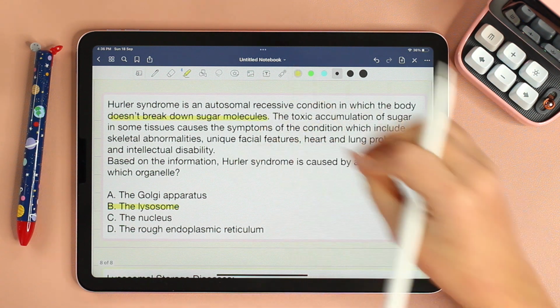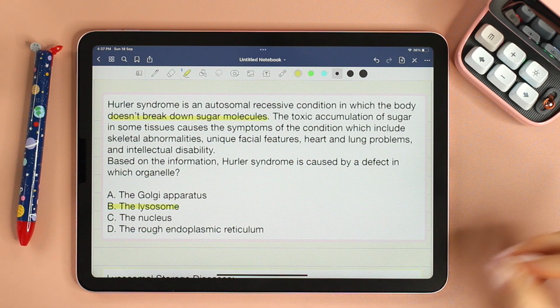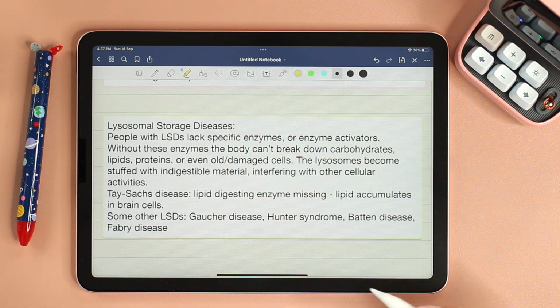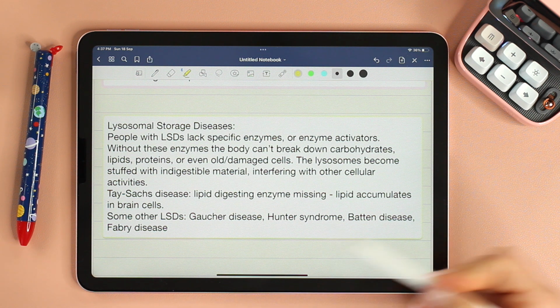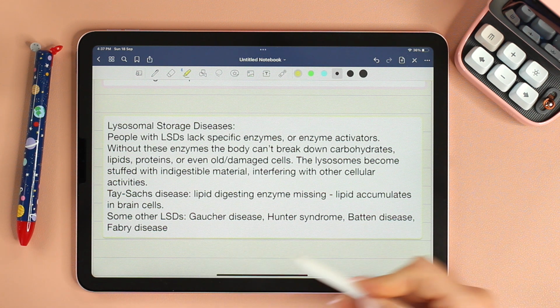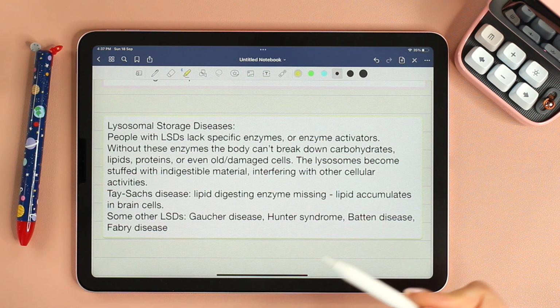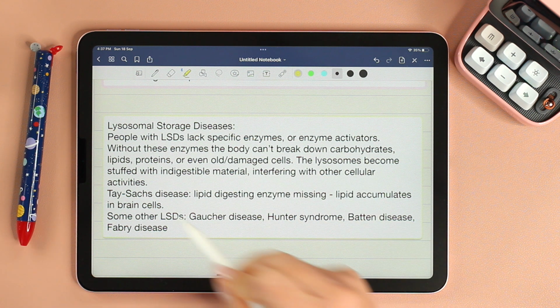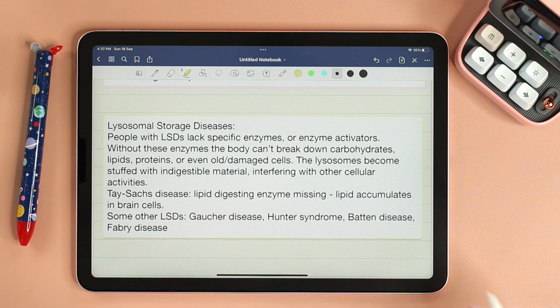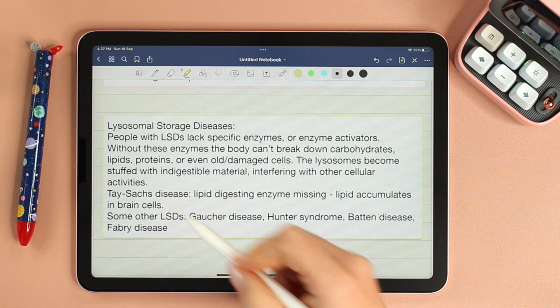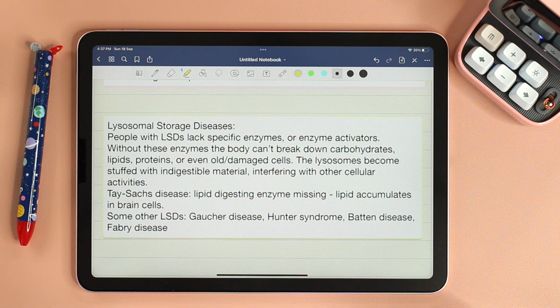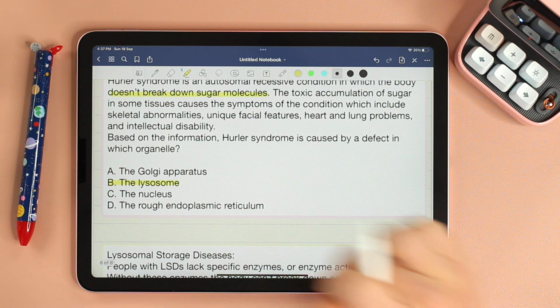You can easily get a question like this on the exam. It might not be Hurler syndrome. It could be any other lysosomal storage disease. So whether it's Gaucher disease or Hunter syndrome, it doesn't matter, and you don't even need to memorize the names of the LSDs. As long as the question says that the body cannot break down carbohydrates, or the body cannot break down lipids and the lipids accumulate in the brain cells, for example, that's Tay-Sachs disease, or even protein. So no matter what it is, if the body cannot break it down, then it has to be a lysosomal storage disease, and you go with the choice, the lysosome.